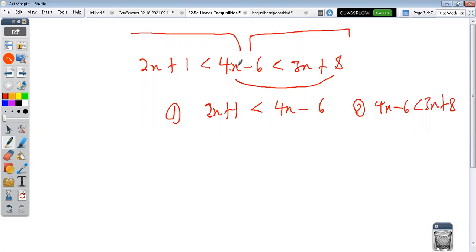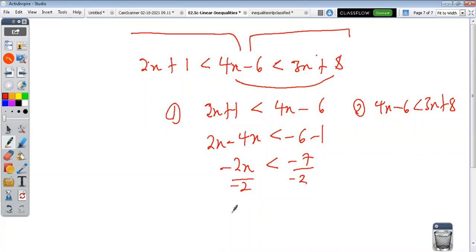So I've split it. The central expression is forming an equation with that, and forming an equation with that. Now let's solve what we've been doing. So 2x minus 4x is less than minus 6 minus 1. There we get minus 2x is less than minus 7. Divide both sides by negative 2. You get that x changes sign, greater than 7 over 2. Clear? First part.